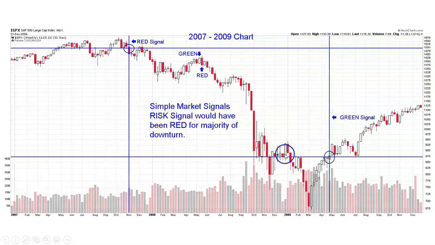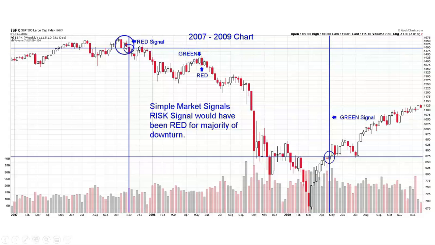Okay? Now let's take a look at the bear market from 07 that ended in 09, and you can see here that the risk signal would have turned red right here, right around 1500 on the S&P 500. And you can see that the risk signal would have been red for the majority of the downturn. We did have one short green signal right here that lasted 1 week, and then the market rolled back over. And so maybe you would have had a small loss here, okay? But that's just the way any type of protective system works, guys.